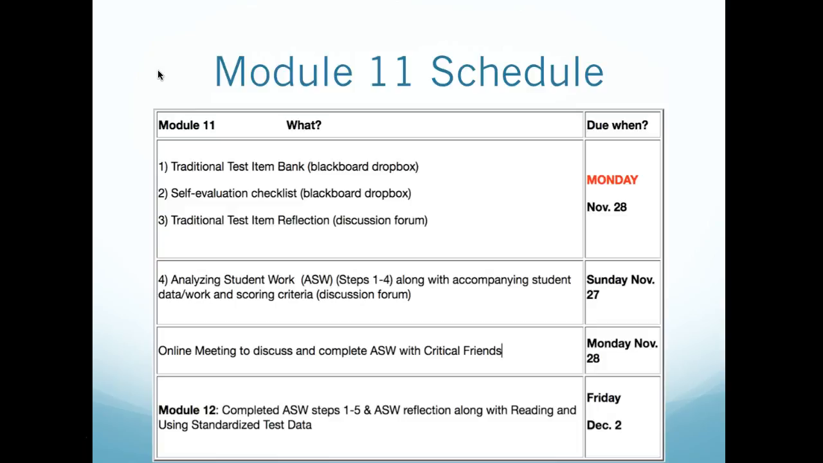And then in Module 12, you will have completed the analysis of student work, steps 1 through 5, along with its reflection and along with a task called Reading and Using Standardized Test Data, which is part of Module 12. And all those are due December 2nd. So with that, this is the schedule. This is kind of an overlapping schedule, which is why I just wanted to go over this with you for this particular module. If you have any questions, you should let me know.